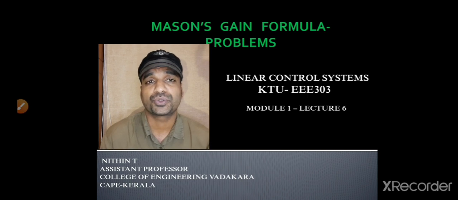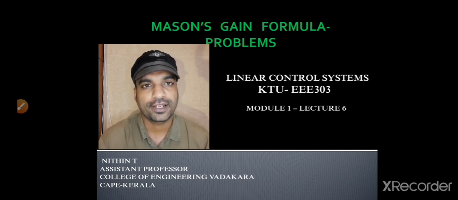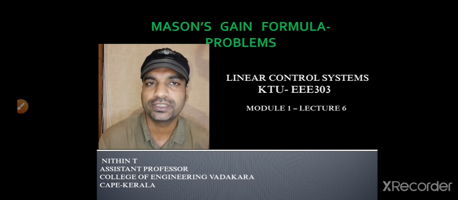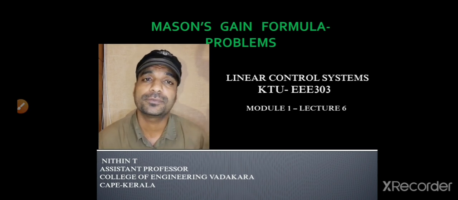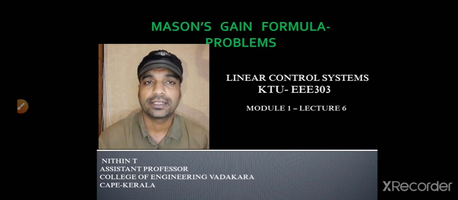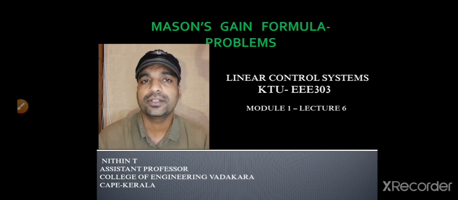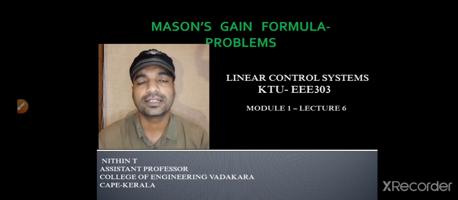What is the procedure to draw a signal flow graph, and mainly Mason's gain formula is used to find the transfer function from a signal flow graph. That may be output by input. The output node may be any node. We can convert any node to an output node, but the input node is ideally a single node.